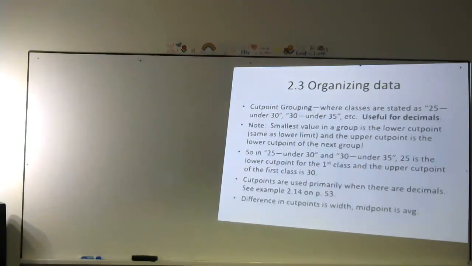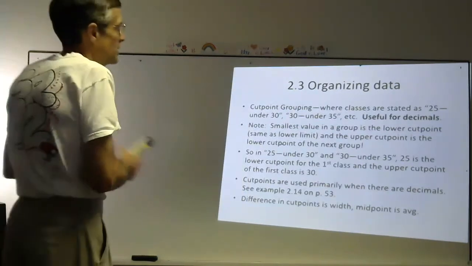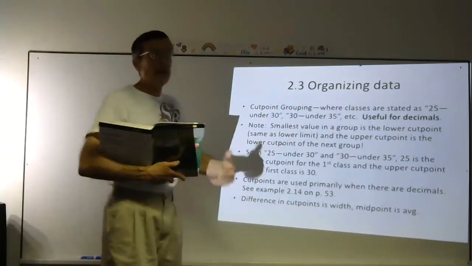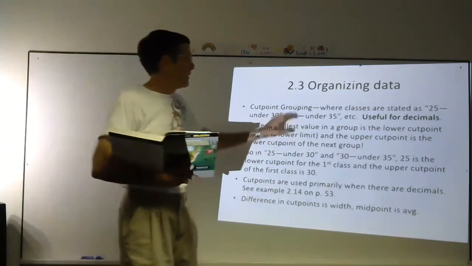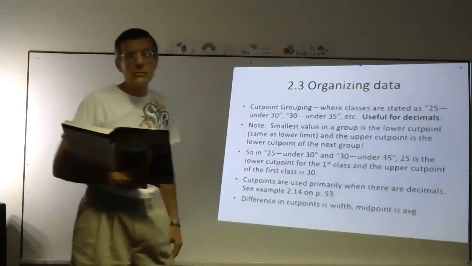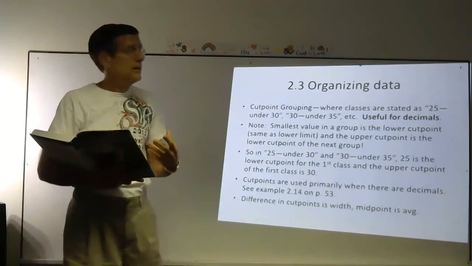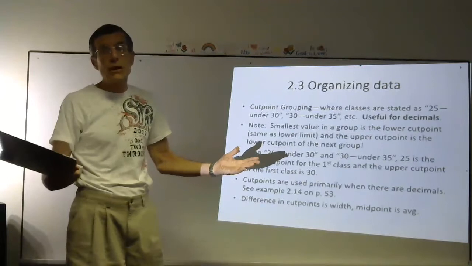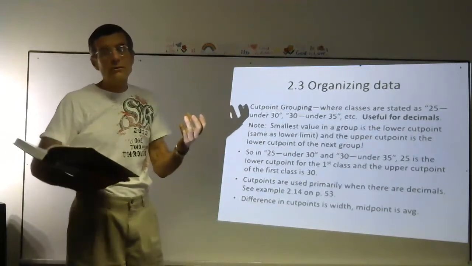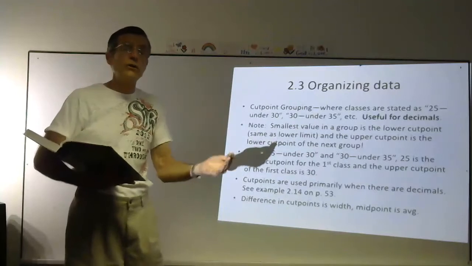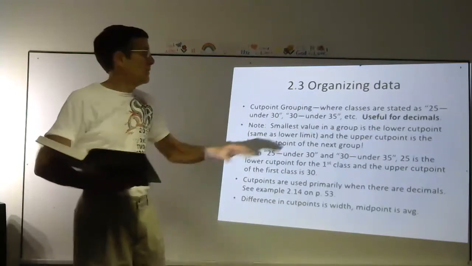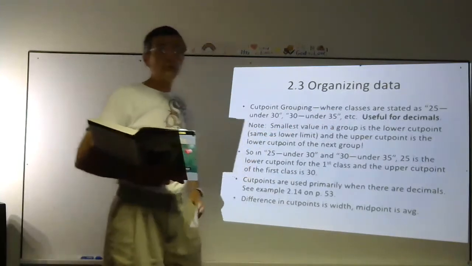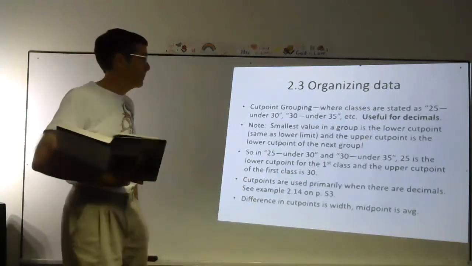Now, cut point grouping. Classes are stated in this fashion: 25 to under 30, 30 to under 35, and so on and so on, okay? Cut point grouping is very useful for decimals, okay? The really neat thing about cut point grouping is you can use it even for limit grouping. Instead of saying 30 to 39, you could have said 30 to under 40. Are you with me? So cut point grouping is kind of a catch-all thing, but it's mostly used for decimals, but you could even use it for limit grouping.